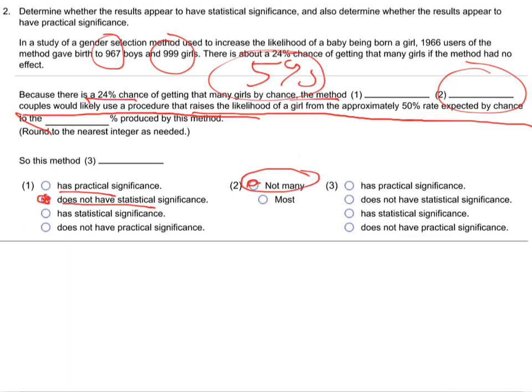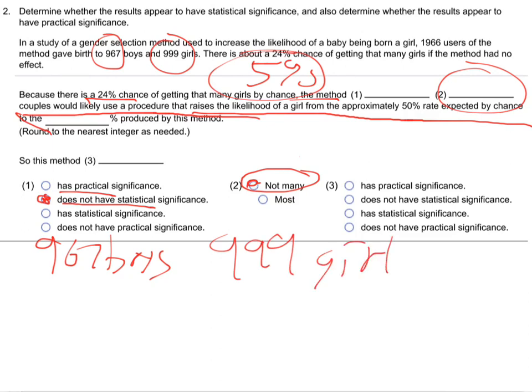Oh, no. Yeah, no, they mean 967 boys, right? 999 girls. What percent girls were born? Because normally we'd think 50%, right? What percent in that experiment where they had 967 boys born, 999 girls, what percentage girls did they get? How would you figure that out?